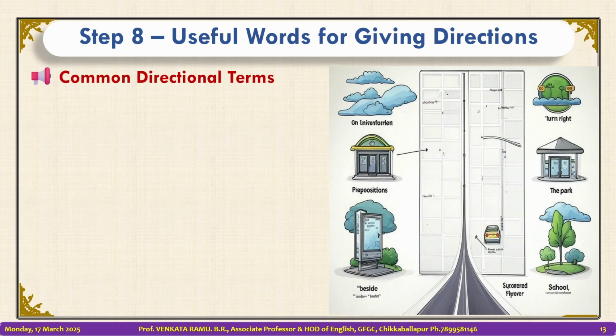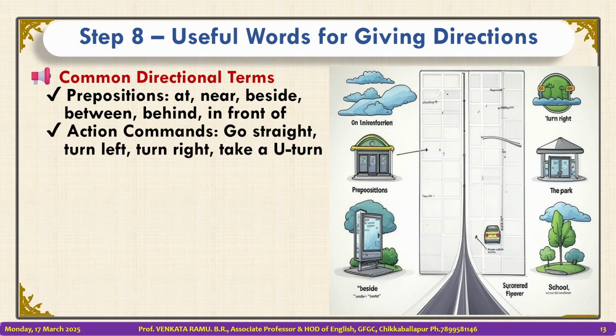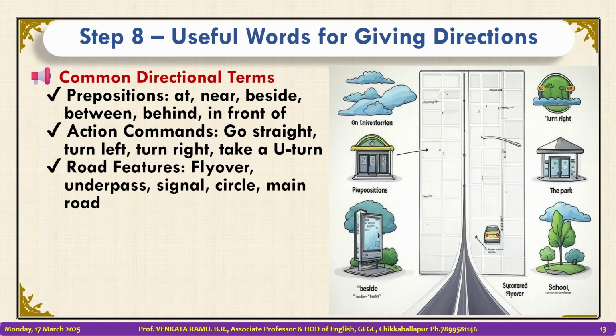Useful words for giving directions. Now, when you give directions to a place, we use certain words. We use prepositions like at, near, beside, between, behind, in front of. We use action commands like go straight, turn left, turn right, take a U-turn. We use road features like flyover, underpass, signal, circle, main road.